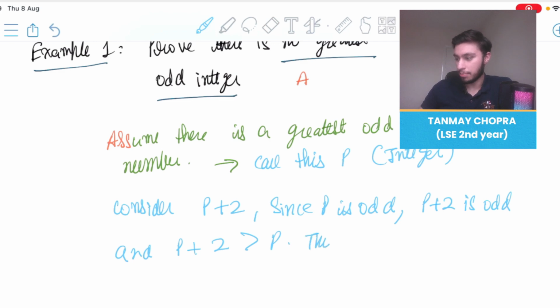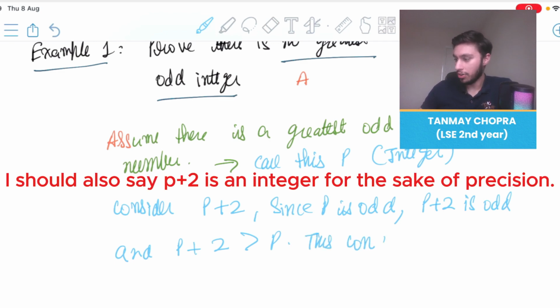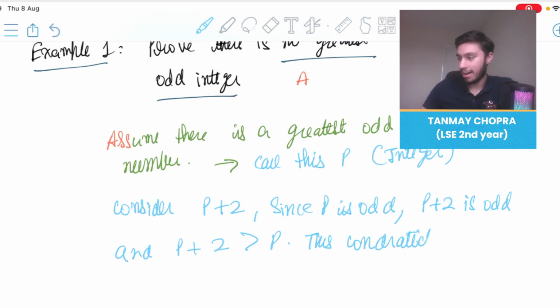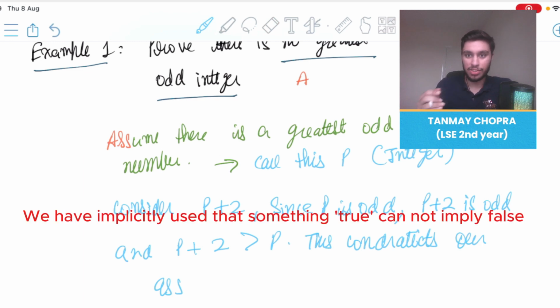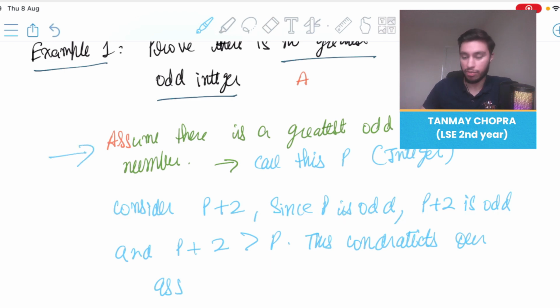This contradicts our assumption that there was a greatest odd number, because if there was indeed a greatest odd number, P, how did we find a number P plus 2 which is greater than P? That should be impossible, right? So that is only possible if the initial statement, which is this one, was false. But we assumed it to be true. Now we have proved it's false. This contradicts our assumption.